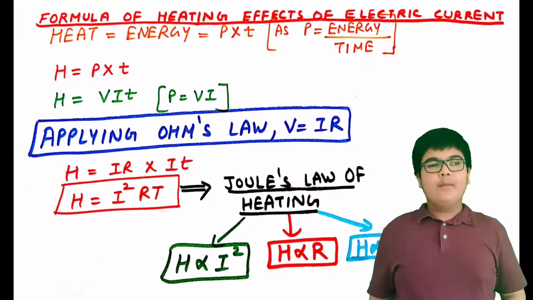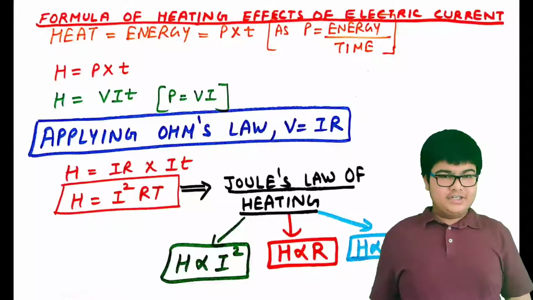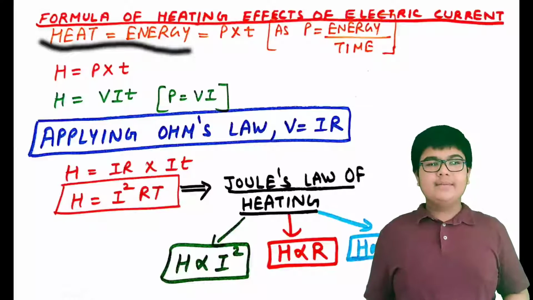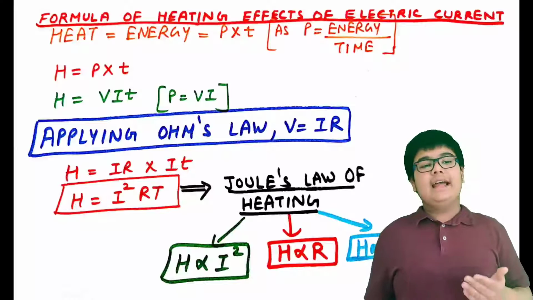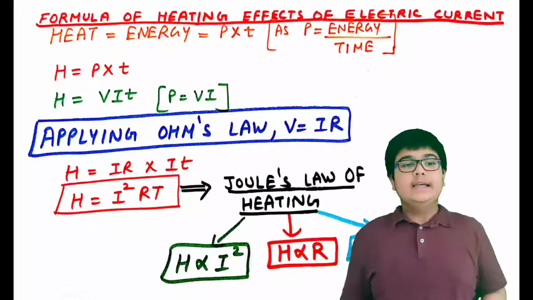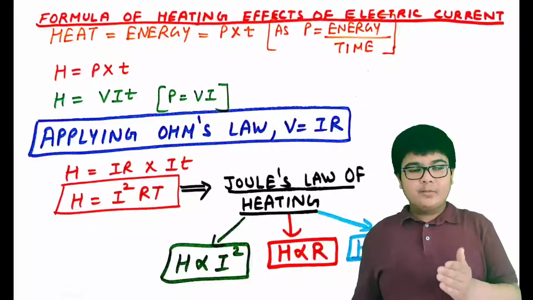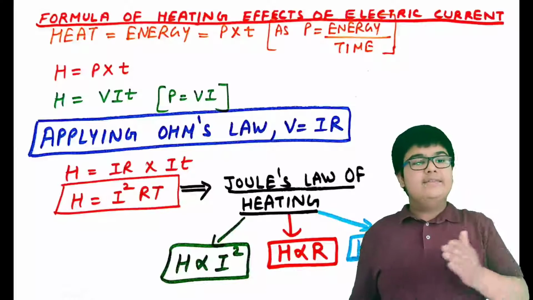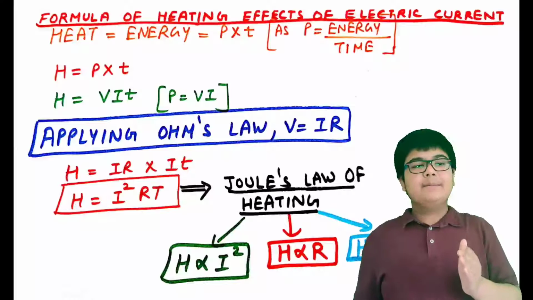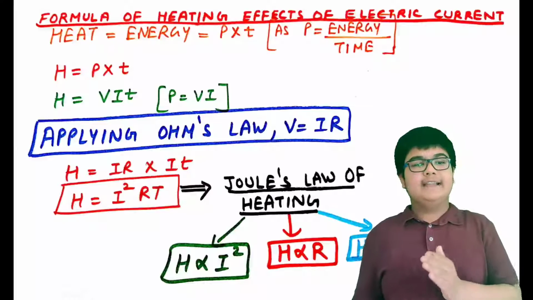Now let us derive a formula for heat. Now we know that heat is a form of energy, and we have learned in the earlier section that energy is equal to power multiplied by time. So we can write that heat is also equal to power multiplied by time. Now if we replace the value of power as potential difference multiplied by current, we get the formula that heat is equal to V, that is potential difference, multiplied by I, that is current, multiplied by T, that is time, or H is equal to VIT.